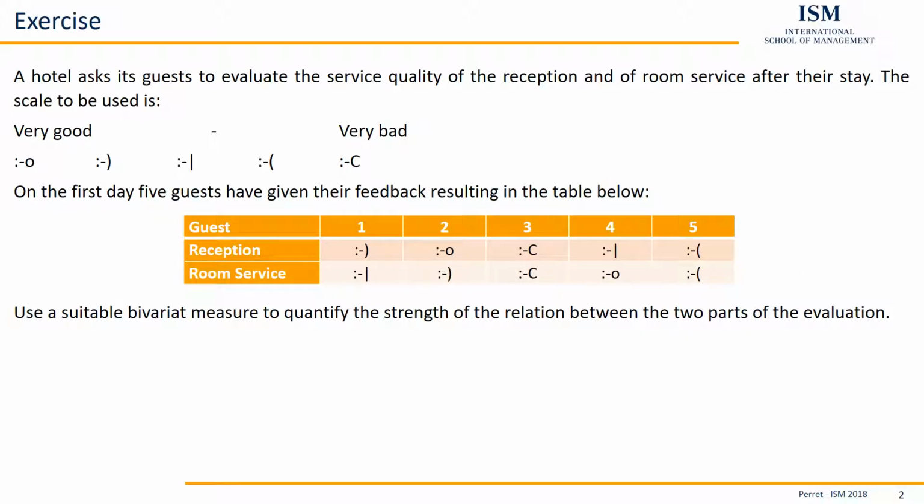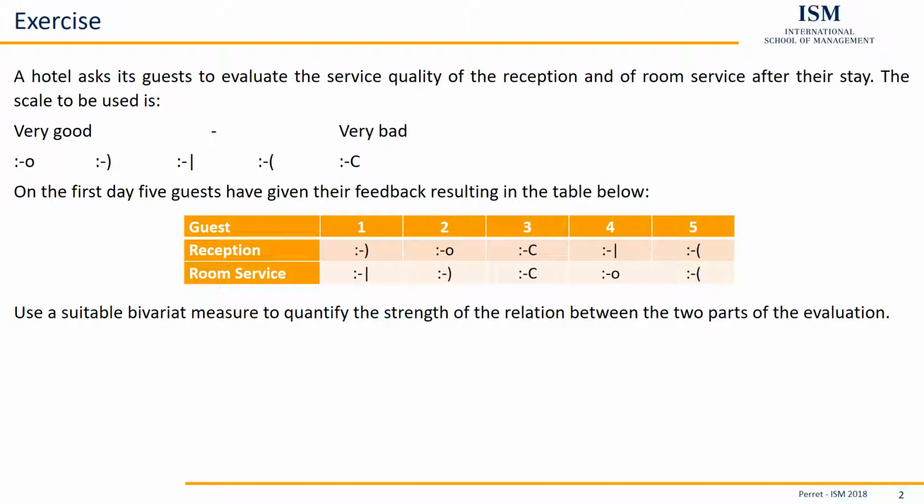A hotel asks its guests to evaluate the service quality of the reception and of room service after their stay. The scale to be used is as follows. On the first day, 5 guests have given their feedback, resulting in the table below. Use a suitable bivariate measure to quantify the strength of the relation between the two parts of the evaluation.